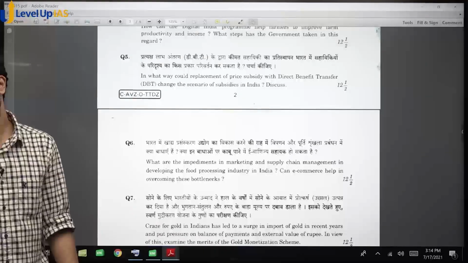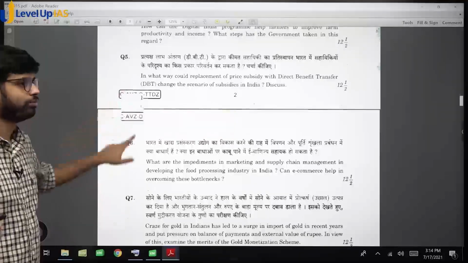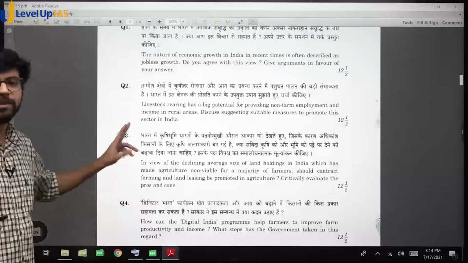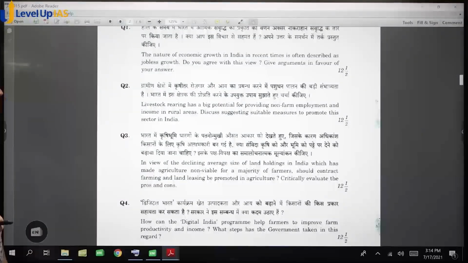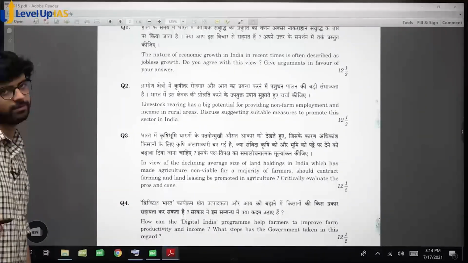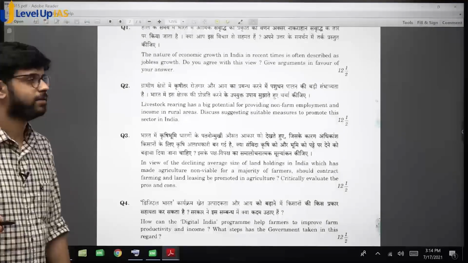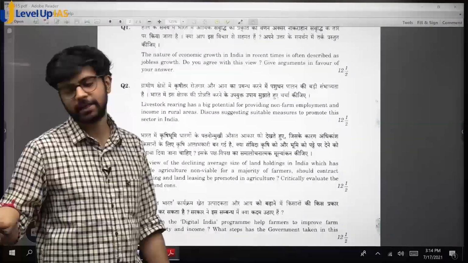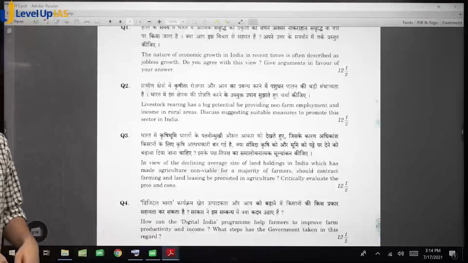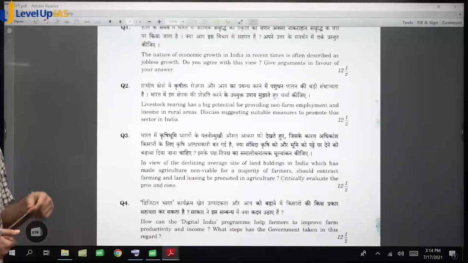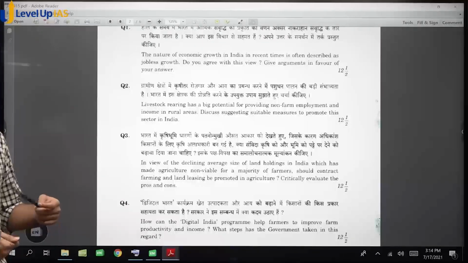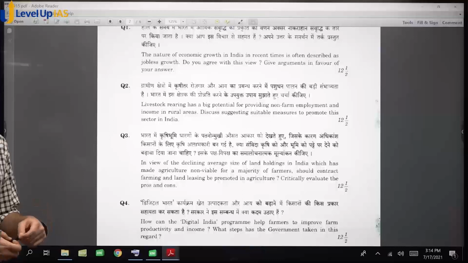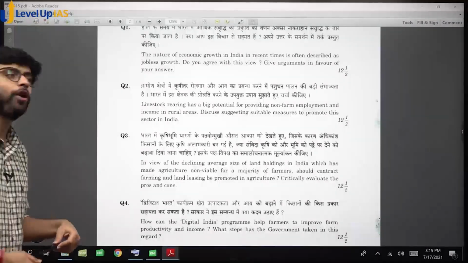One more question from the same paper, 2015 only, question number 2. Tell me which sub point. Economics of animal rearing. Storage is in point 4, sir. We are talking about point 5. Economics of animal rearing. 2015, question number 2. Okay. So this was all for point 5.